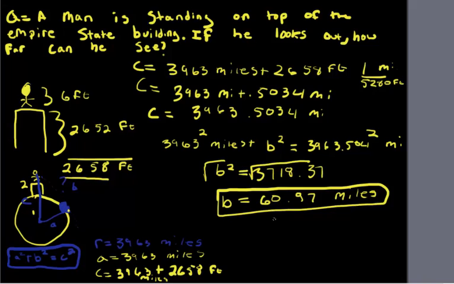And we're going to ask ourselves, is it reasonable? If a man is standing on top of the Empire State Building, can he see 60.97 miles? I don't know if it's reasonable or not, but what I do know is that that answer could make sense.